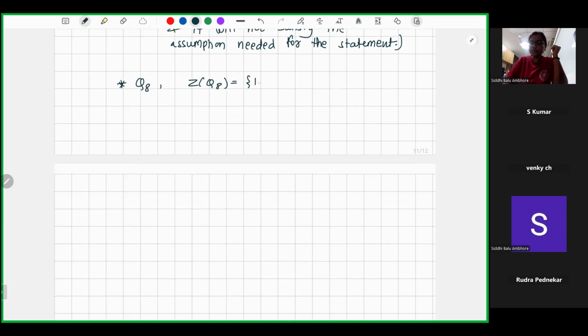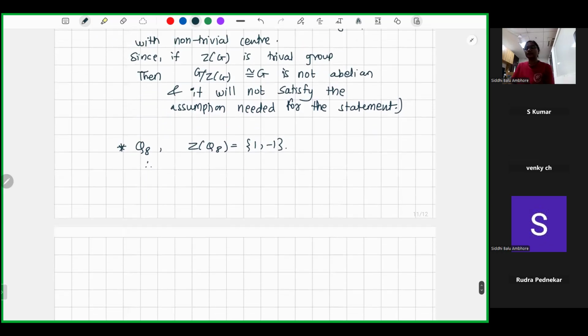Z of Q8 was {1, -1}. Non-trivial. Okay, so when I say this, it need not work in general. For Q8 it is happening, but even if we take G mod ZG, the resultant group need not be abelian again. In this case, we will be getting an abelian group, but that need not hold in general.